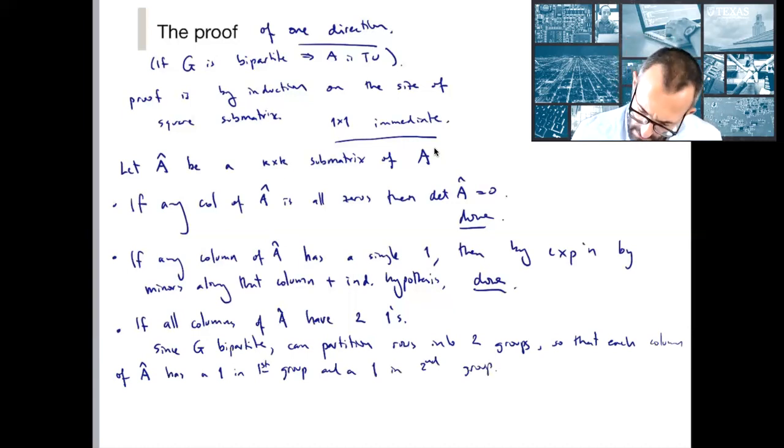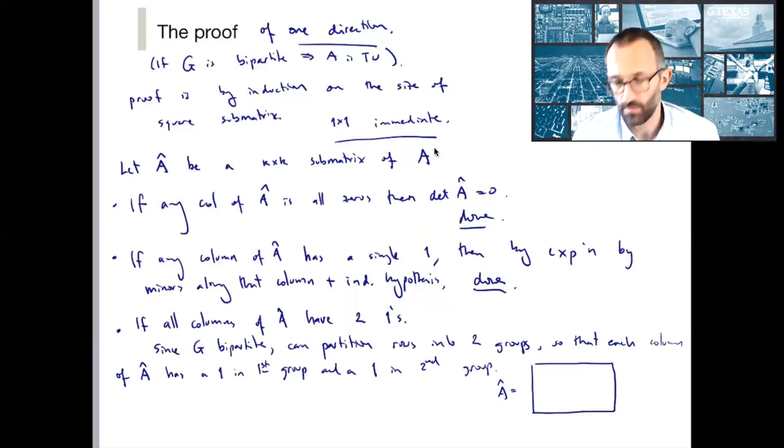So what does that mean? That means my A hat looks like this, and for my convenience, let me just assume the partition is into first half and second half. Obviously it doesn't have to be the case. And every column, the first column has a 1 somewhere on the top and a 1 somewhere in the bottom. And similarly, this is what this looks like.